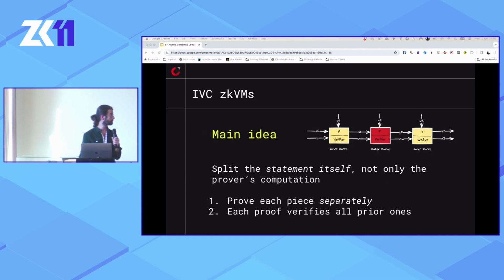So a different variant that was brought in 2008, but mostly recently with a lot of work related to folding, is the IVC ZKVM. The idea is that we are not only splitting the prover, but we're also splitting the statement itself. So we chunk the program into different chunks, and we prove each piece separately, and each time that we are proving each of these pieces, we are verifying not only that transition, but also all the proofs from Genesis up to that point.